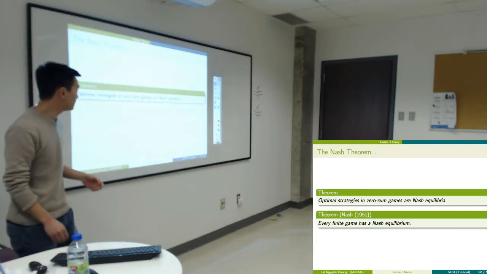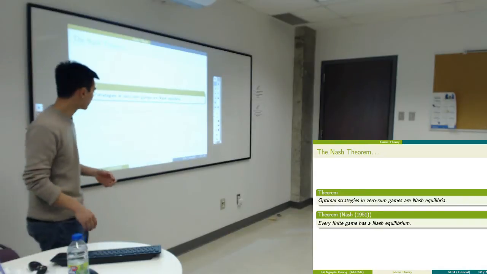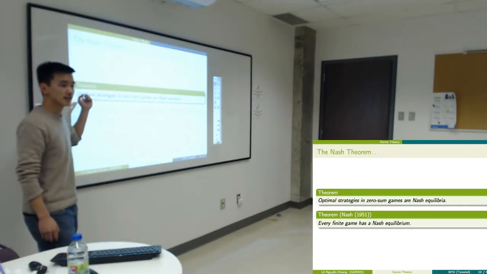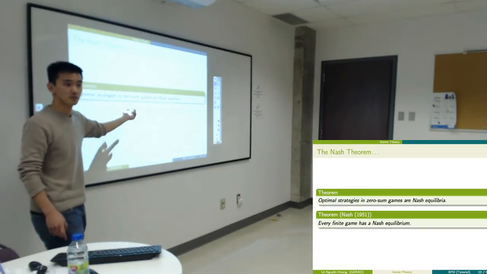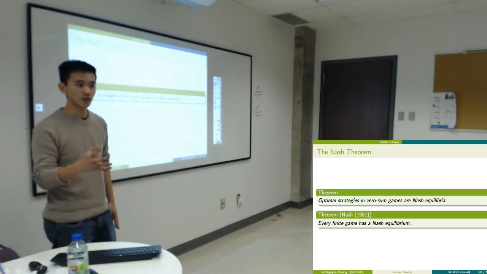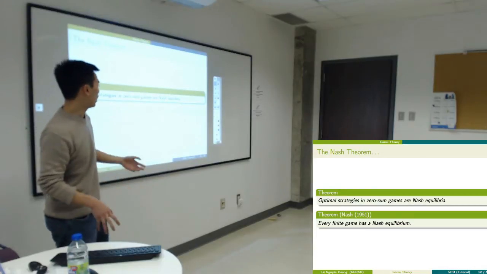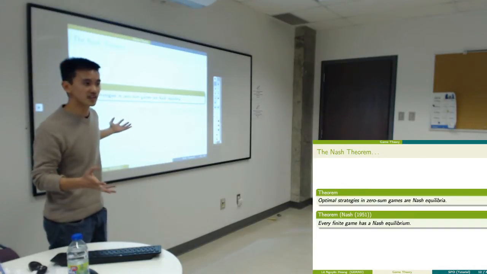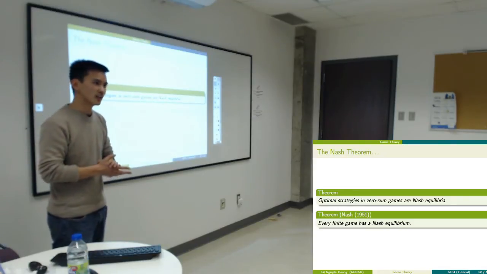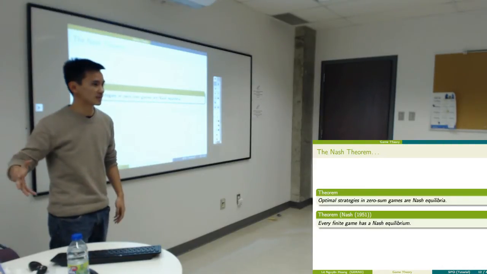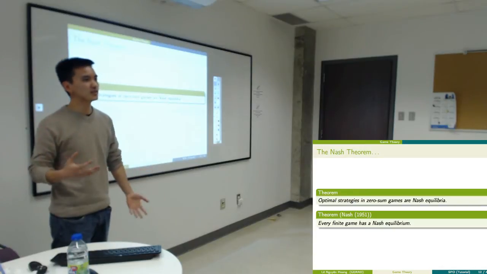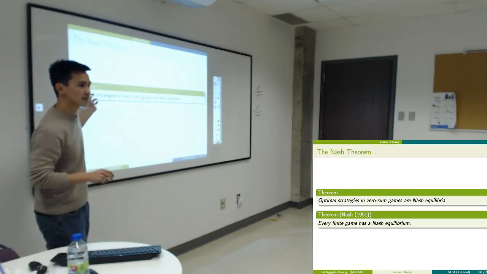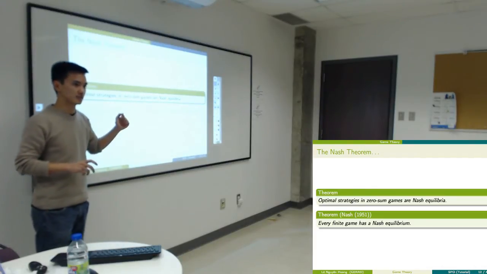Okay, so there are two important theorems that Nash proved. Well, I don't know if he proved the first one, but the first one says that the optimal strategies of zero-sum games we talked about earlier in the John von Neumann setting are Nash equilibria. It's not that obvious. In the first case, what players were really doing is maximizing the worst case. This appears to have little to do with some sort of equilibrium state. But this theorem says that actually it's an equilibrium state.